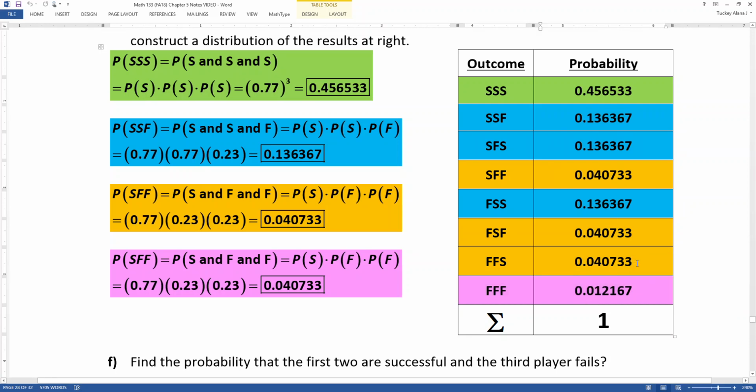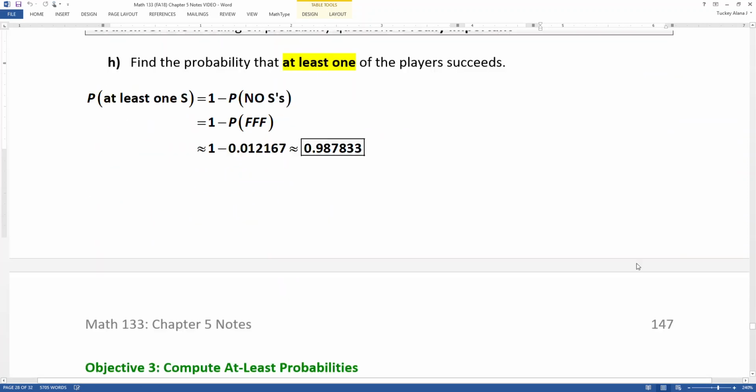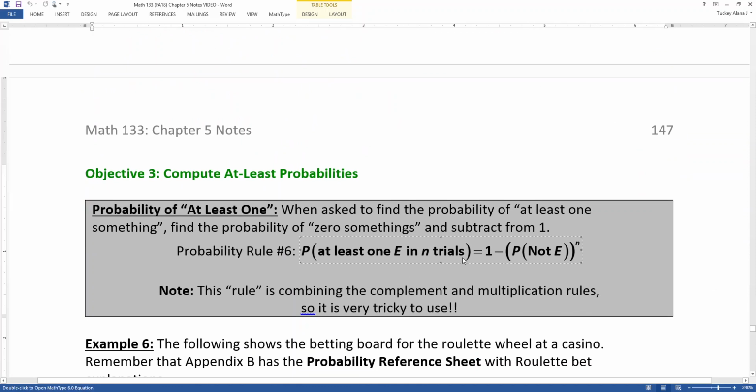And you'd know what the rest of them added up to. So we want to use that idea and expand upon it a little bit to make a rule. So this is the probability of at least one rule. When asked to find the probability of at least one something, fill in the blank, whatever that blank might be, then what you do is you find the probability of 0 somethings and you subtract from 1.